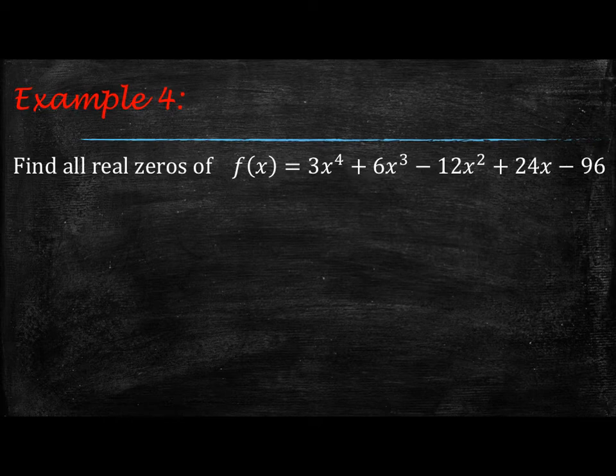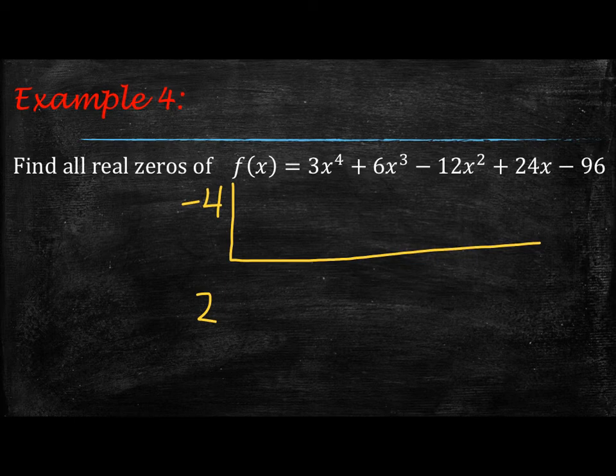If you don't have a graphing calculator at home, you can go to Desmos and type in this polynomial. And I want you to find the zeros. So again, that's where it crosses the x-axis. Find the zeros. You're going to find 2 of them. One of them is negative 4, and one of them is 2. Now I want you to prove that those are zeros. So we're going to use synthetic division.